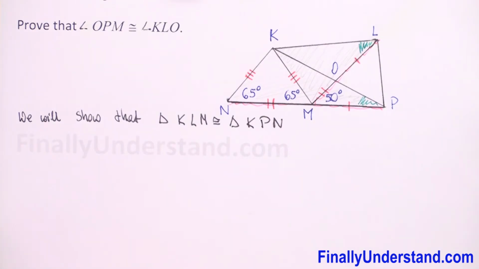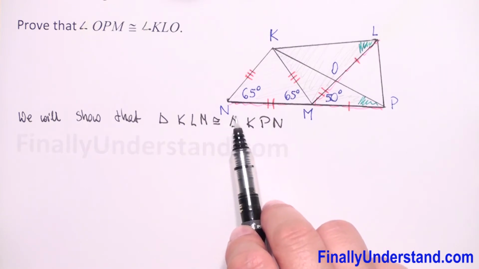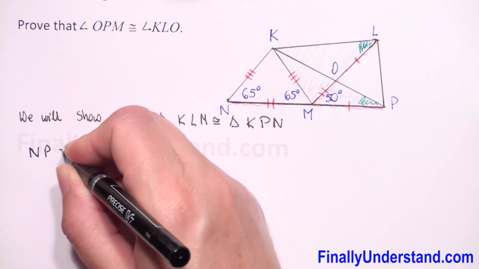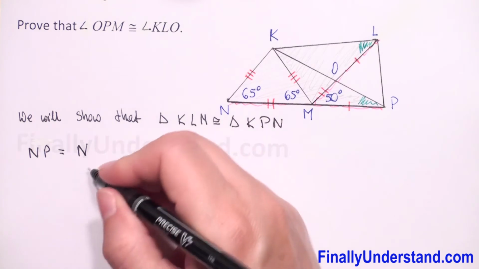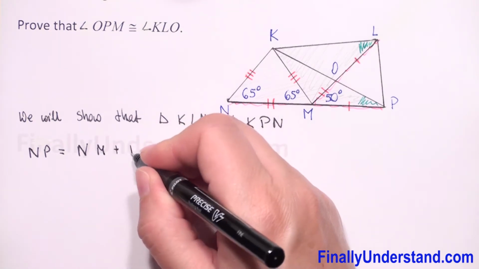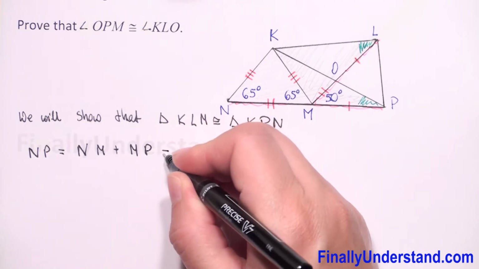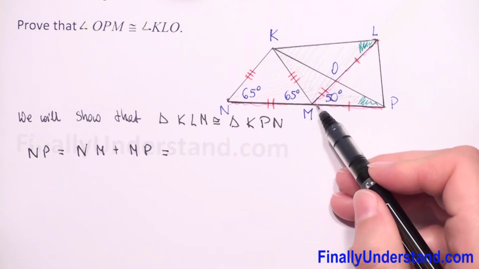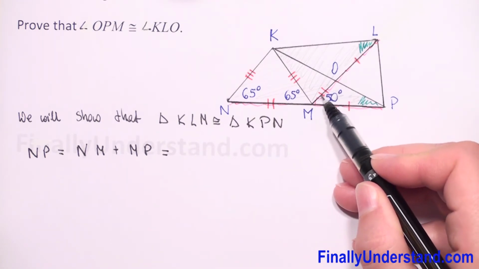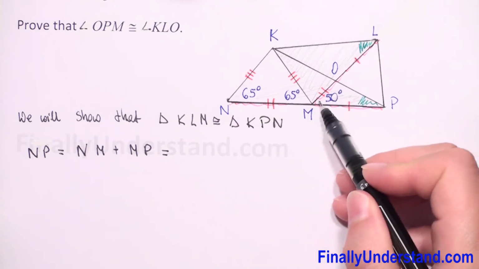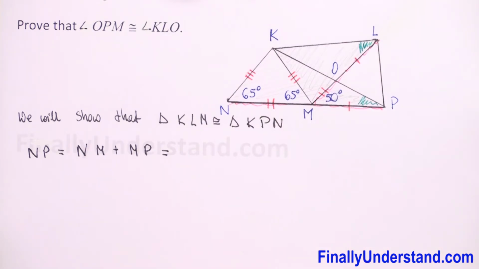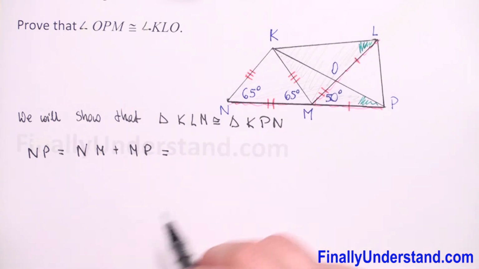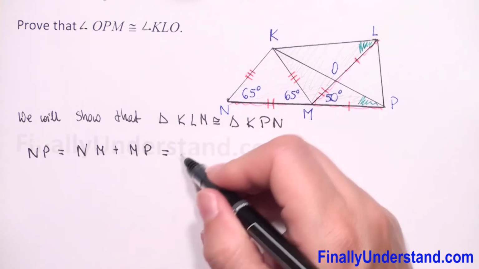We have that NP is equal NM plus MP. And we have on this diagram that NM is equal to MO because we have these two marks on these two sides. It means that they are congruent. So instead NM we can write MO because these two sides are congruent.